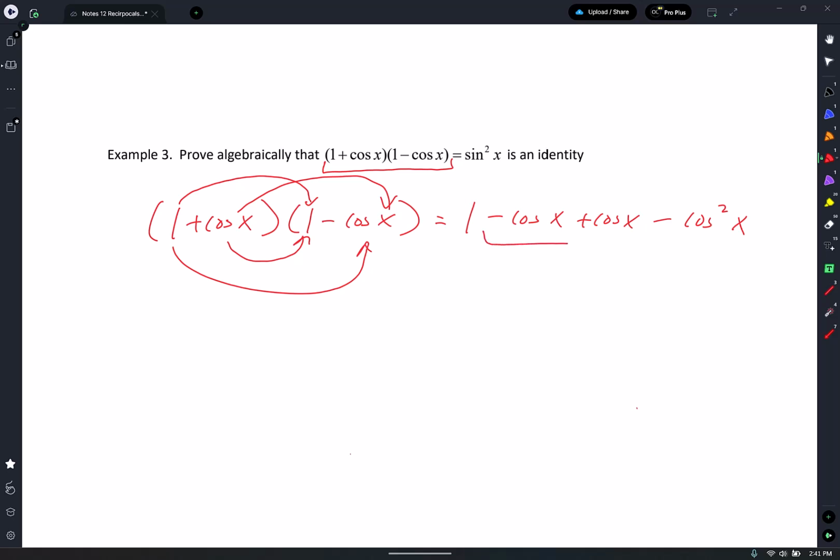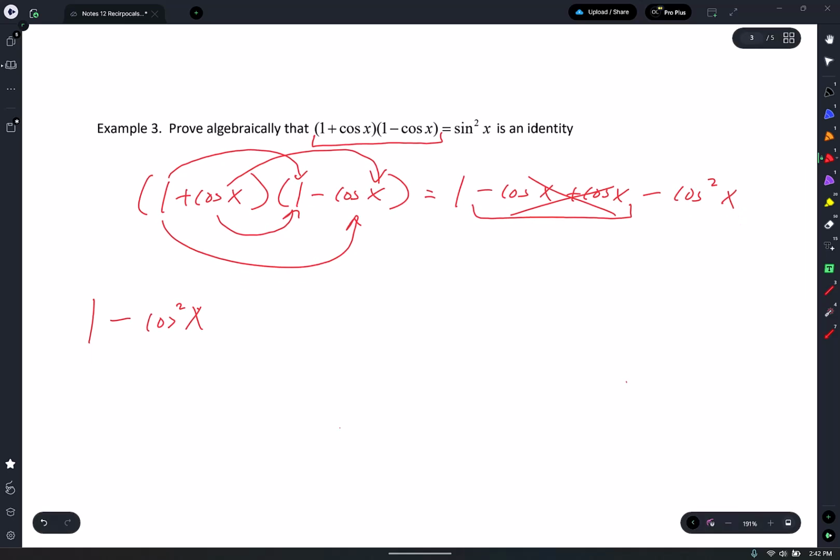What happens to these two right here? They cancel out. The better word is zero out, but cancel out is fine. They zero out. So bam, and you get 1 minus cosine squared x. Really, that's the difference of squares, but let's not go there. Side note.